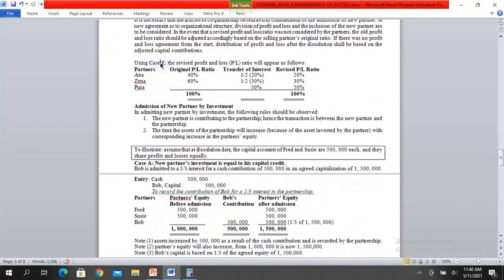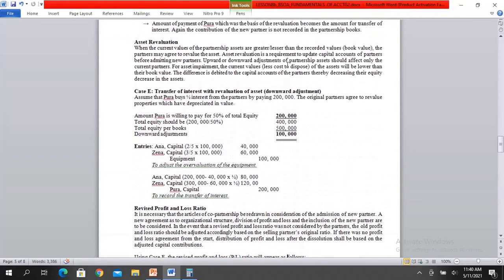So, using case E, the revised profit and loss ratio will appear as follows. So, gagamitin natin itong case E. Assume that Pura buys 1.5 interest from the partners by paying 200,000. The original partners agree to revalue the properties which have depreciated in value.